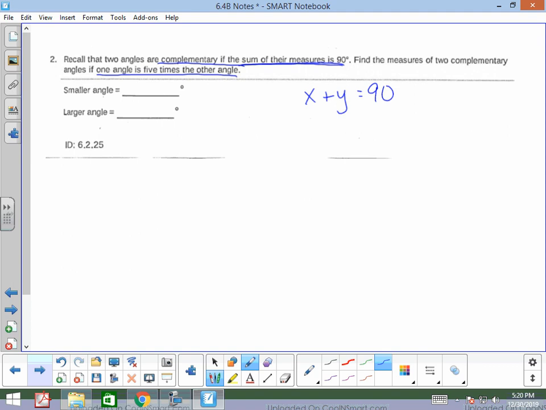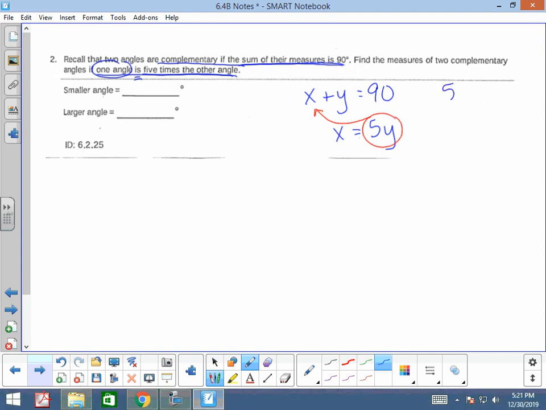Second, it says find the measure of the two complementary angles if one of the angles equals 5 times the other angle. So I'm going to say one of the angles is X, and that equals, that's your 'is', 5 times the other angle. So that's 5Y. So here's my system of equations, and what I'm going to do is use substitution because I already know that X is 5Y. So I'm going to put 5Y in for X in the top equation. So 5Y plus Y equals 90. And solve for Y, so Y is 15.